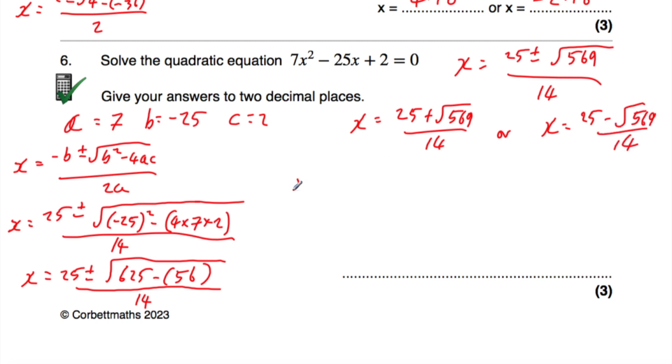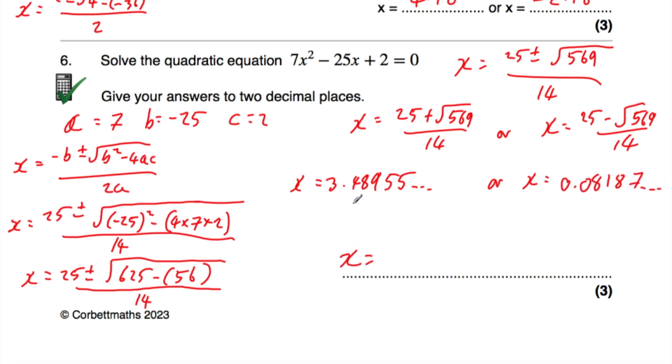So let's work that out and see what we get. So here we've got x is equal to 3.48955 and so on. And here we've got x is equal to, just changing the plus sign to a subtract, 0.08187 and so on. And we've been asked to give our answers to two decimal places.